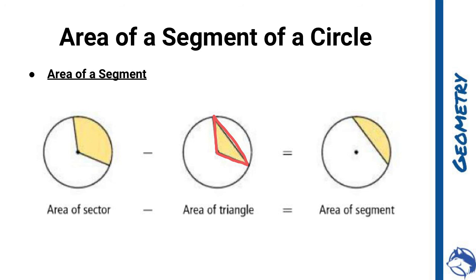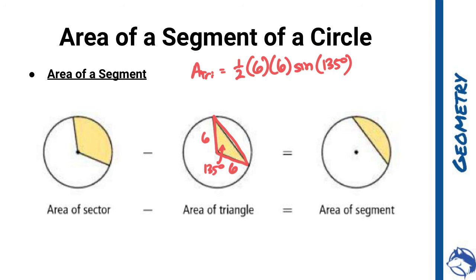And we could find the area of this triangle because if we know this angle, say this one was 135 degrees and this radius was 6, well, the area of the triangle would be equal to 1/2 side 1 times side 2 times the sine of my angle, which would be 135 degrees. And that's how I'd find the area of that triangle. So if I took the area of the sector, which we've been working on, and I subtracted the area of that triangle, it leaves me with the area of our segment. So that's what we're going to do.